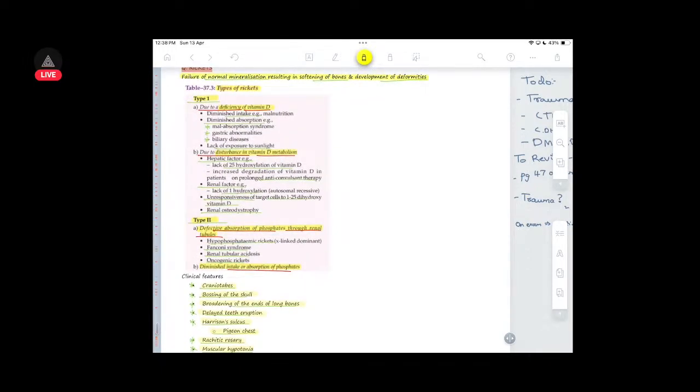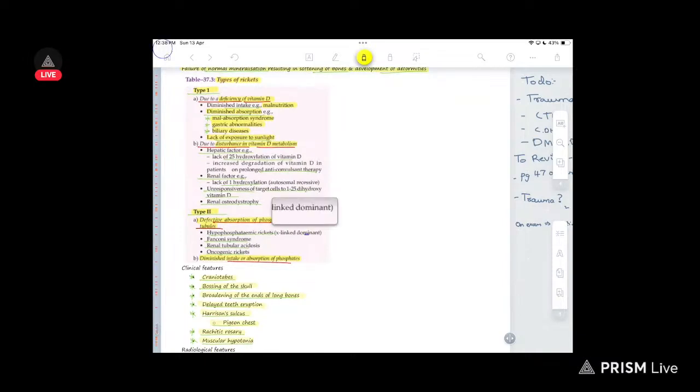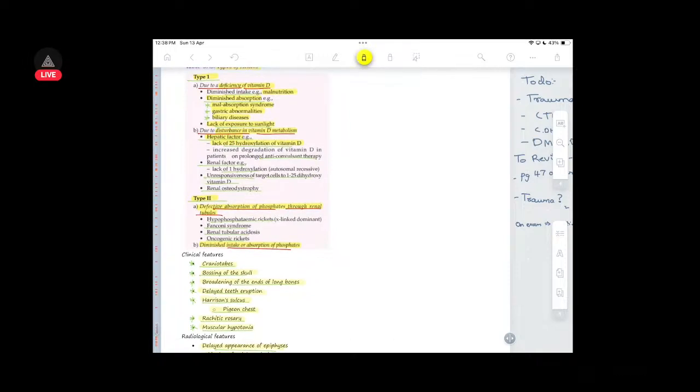So diminished intake, malnutrition may be there, diminished absorption, malabsorption syndrome, gastric abnormalities, and biliary diseases, lack of exposure to sunlight may be there. Then disturbance in vitamin D metabolism, you can have hepatic factors like lack of 25 hydroxylation of vitamin D and increased degeneration of vitamin D in patients on prolonged anticonvulsant therapy.